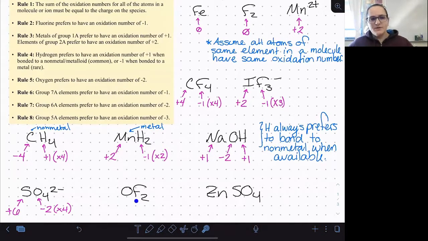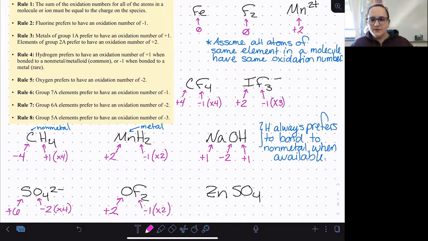OF2 here, we need to remember that fluorine has the highest, strongest preference of all. Ones like this people tend to get confused by because oxygen has a preference and fluorine has a preference that are both relatively strong and are both most of the time granted. But fluorine wins the battle because fluorine is up here in rule 2, oxygen is down in rule 5. So if there are 2 atoms of fluorine, each with an oxidation number of -1, that means that the oxygen has no choice but to have an oxidation number of +2.